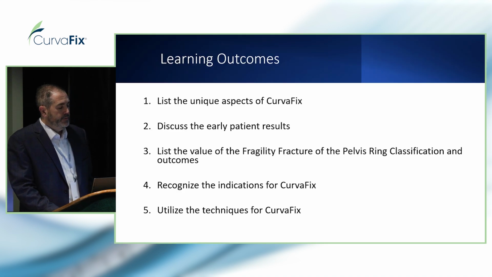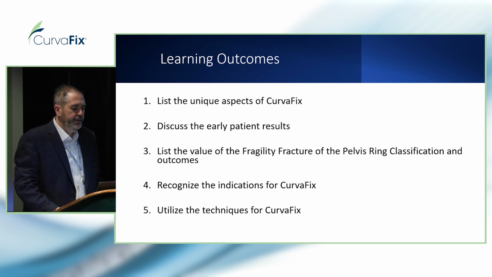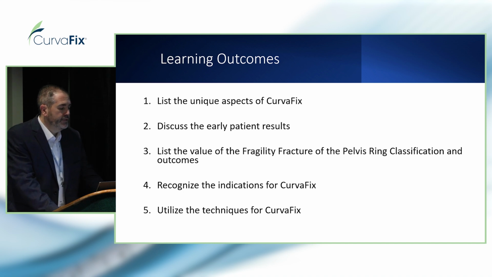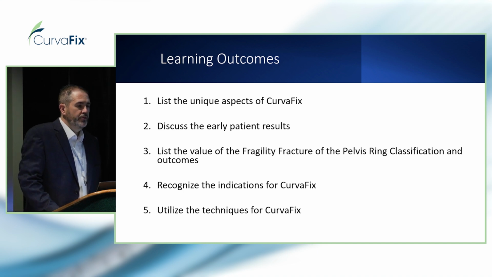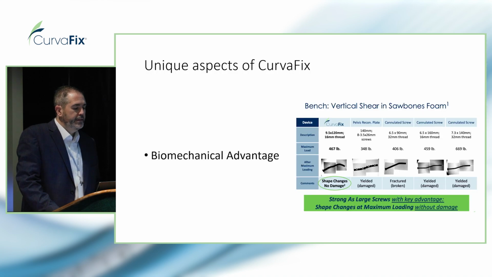So the learning outcomes are to list the unique aspects of CurvaFix, discuss the early patient results, list the value of the fragility fracture pelvic ring classification and outcomes, recognize the indications, and then utilize the techniques. So how did it become part of my practice? One of the things to consider is I really started using it in more geriatric patients.